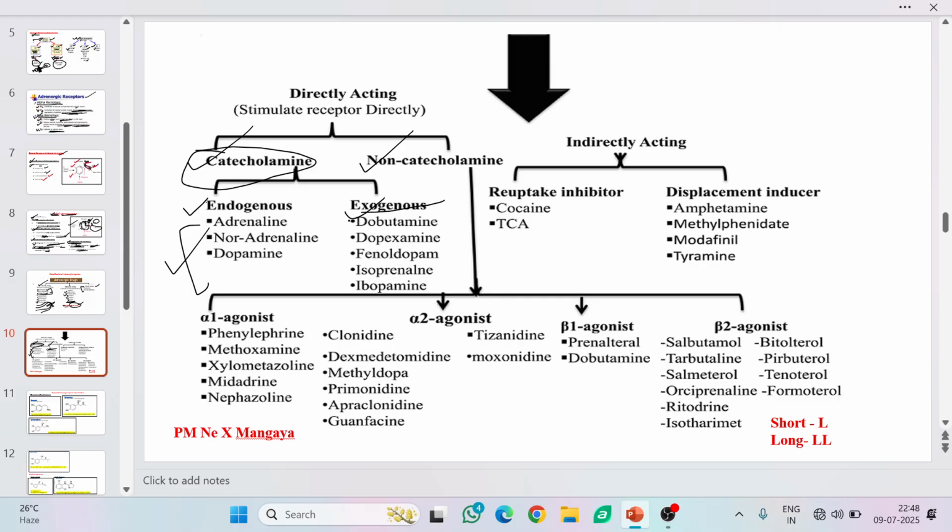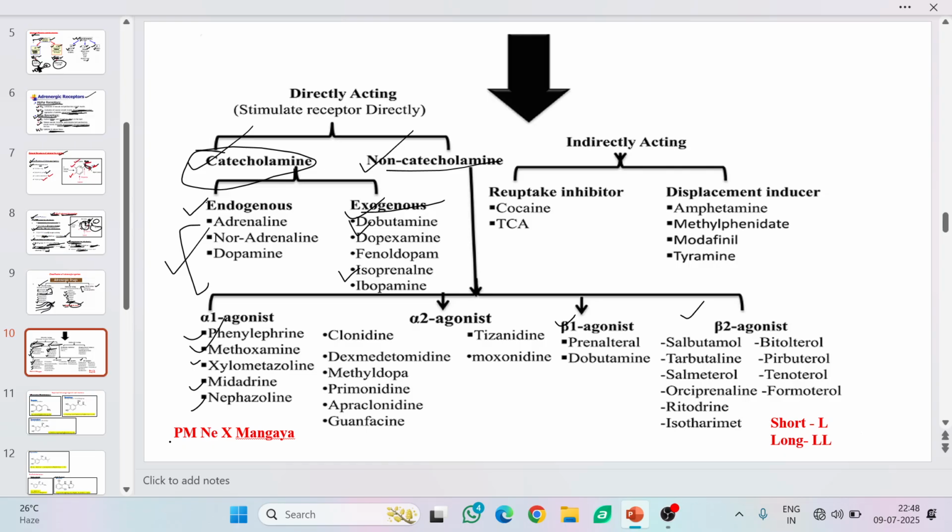Okay, so dobutamine and isoprenaline, these two are most important. Now non-catecholamine. Non-catecholamine is further of different types: alpha 1 agonist, alpha 2 agonist, beta 1, beta 2 agonist. Okay. Alpha 1 agonists include phenylephrine, methoxamine, xylometazoline, midodrine, naphazoline.